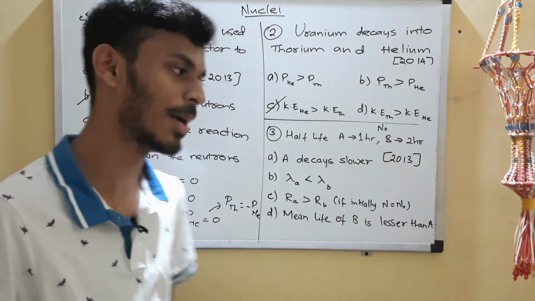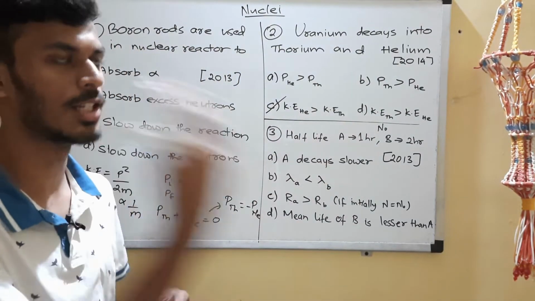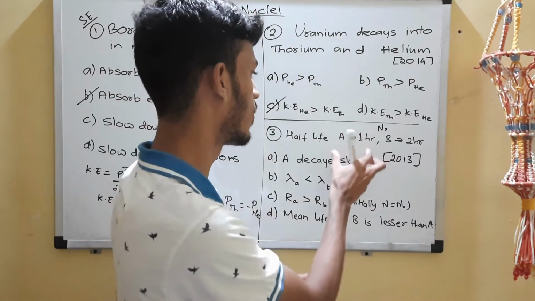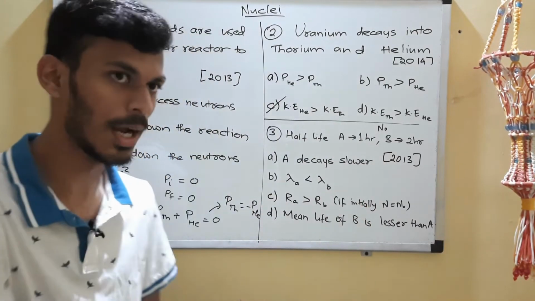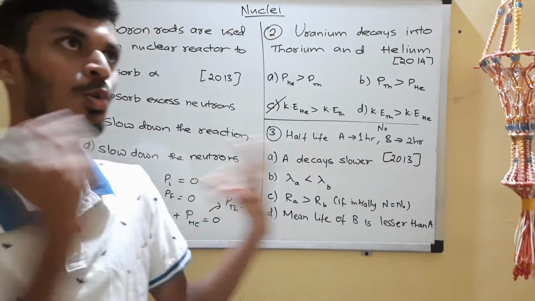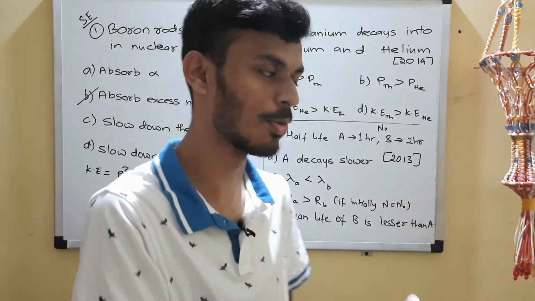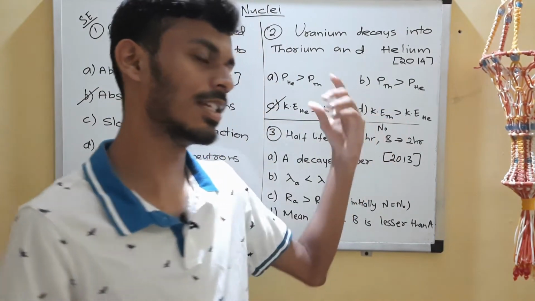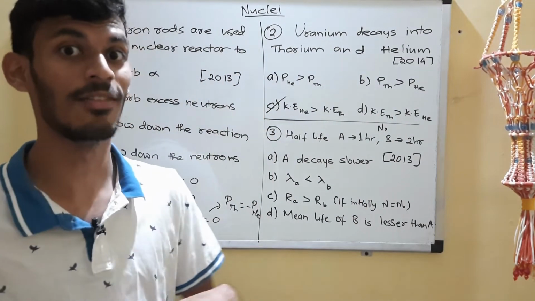That is what is meant by half-life, right? After this time, the concentration becomes half of the initial. So after 1 hour, it will become N0 by 2, but for B it will take 2 hours to become half. So for the same concentration N0 to become half, for B it will take 2 hours.